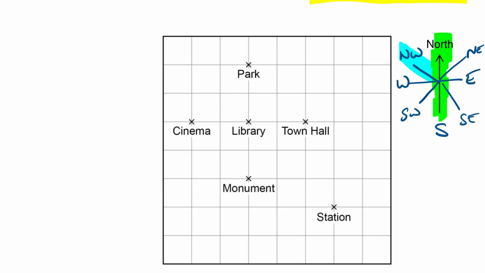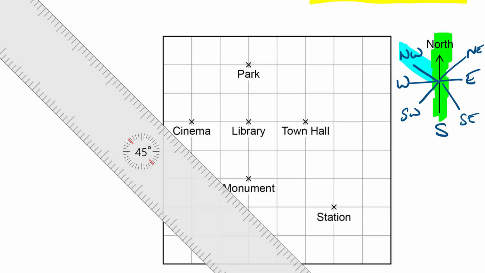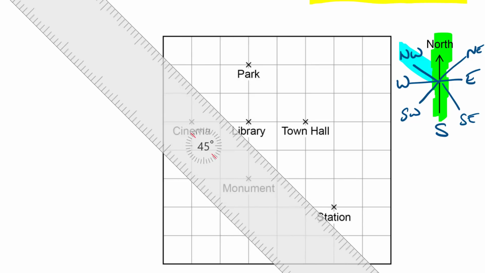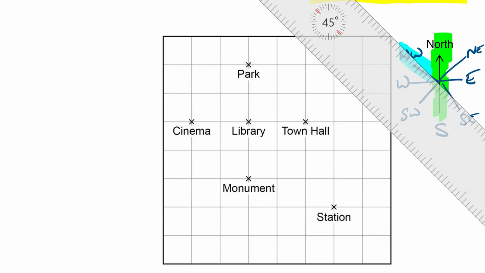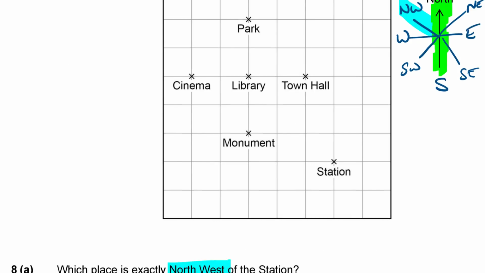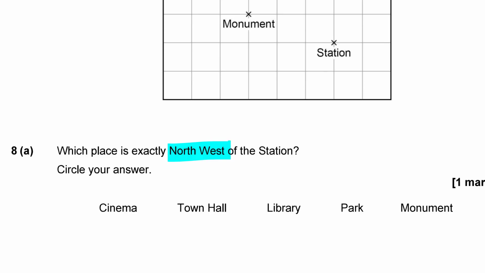So if we start at the station and we go northwest, let's just get my ruler out to demonstrate that. So northwest is that direction, isn't it? So starting at the station and going northwest, you can see that the line goes straight to the library. So the answer is the library. Okay, so let's ring that one.